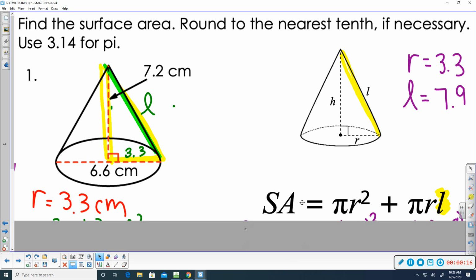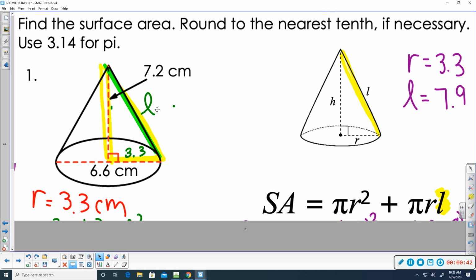So the surface area of a cone is equal to pi, which we're going to use 3.14 for pi, times the radius squared, remember r represents the radius, plus pi times the radius times L. And so this L value we need to figure out. If you look at this picture here of a cone, the radius is halfway across a circle, it shows the height, and they show us the L value.